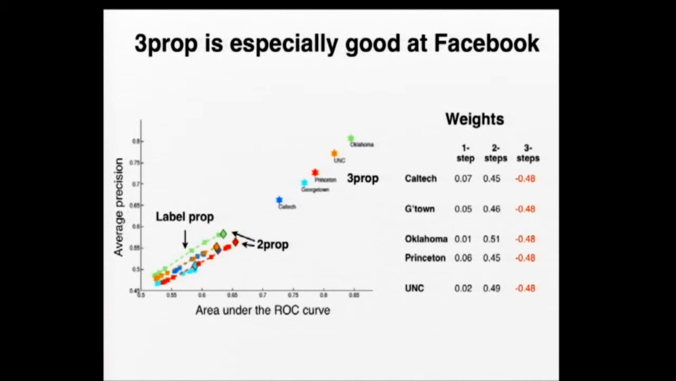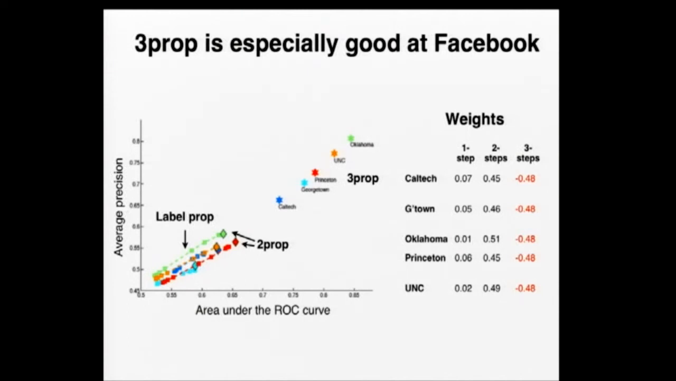You can see it's a huge improvement just by adding that extra third step. Now, the weird thing about adding that extra third step is, if you look at the weights, the first thing is that the weights for each of the networks are basically the same. I mean, the task is predicting gender, but these are totally different social networks, from different universities. But there's something consistent about these social networks, so that the weights are always like this: this is near zero, this is somewhere about 0.45, and this is minus 0.5 here. And these negative weights actually end up being pretty important.